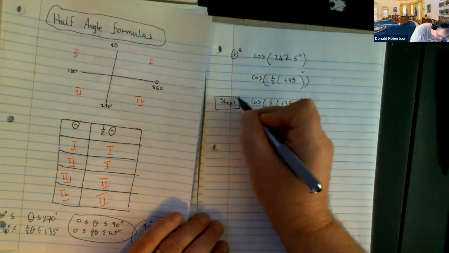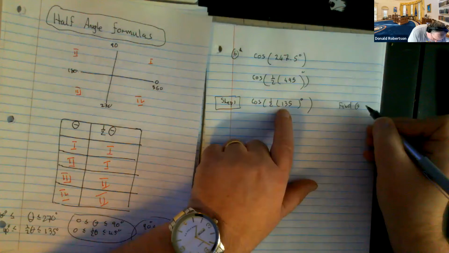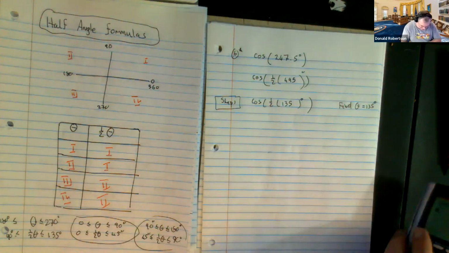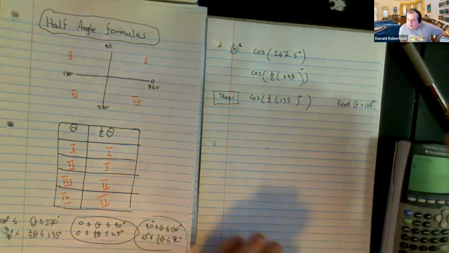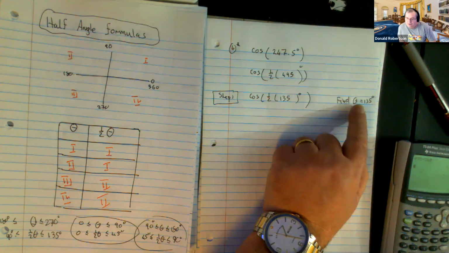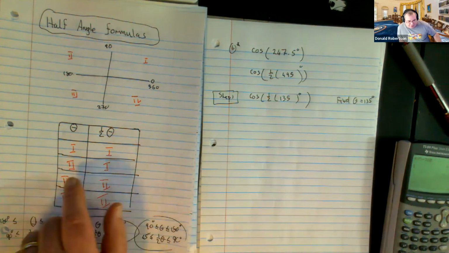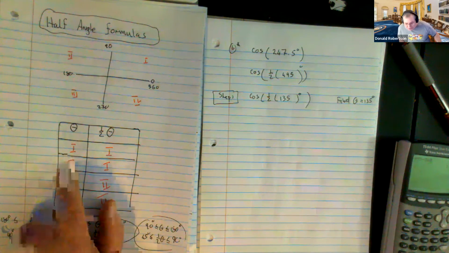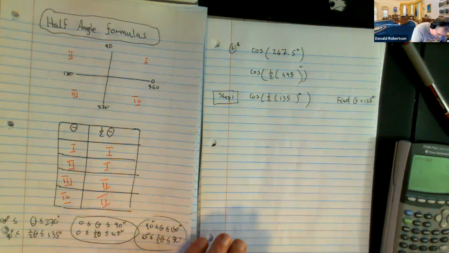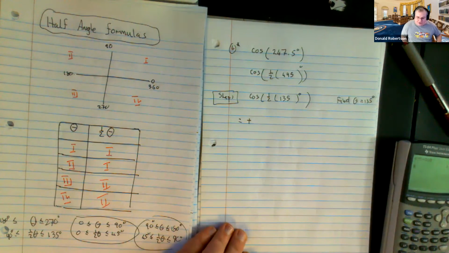Basically, step 1 is find out what theta is. So theta is 135 degrees. Are we cool with that? Okay. If you take 135 degrees, isn't that a second quadrant angle, but won't half of it be in the first quadrant? So doesn't that tell me that this answer is going to be plus?